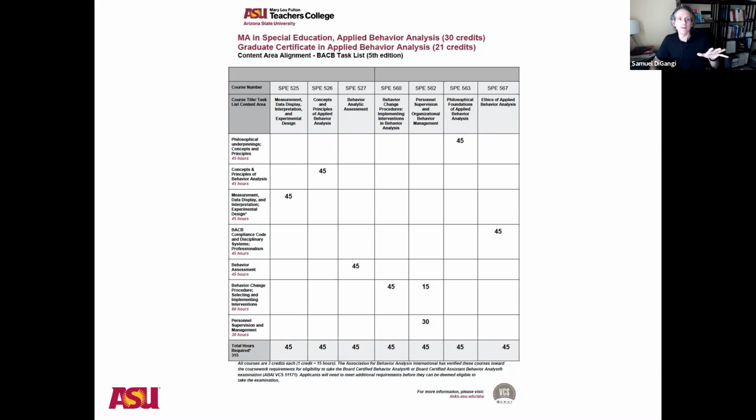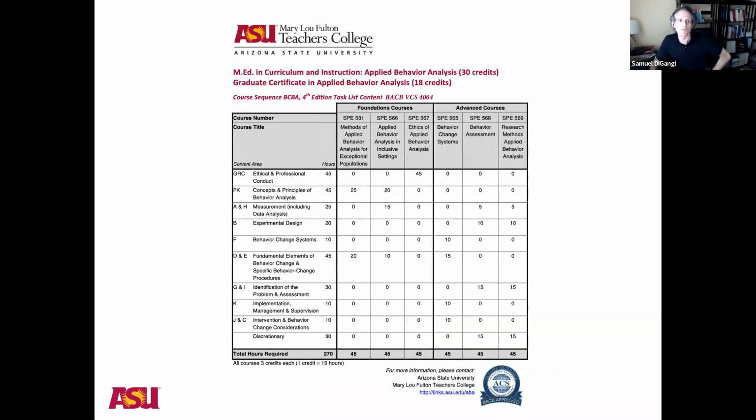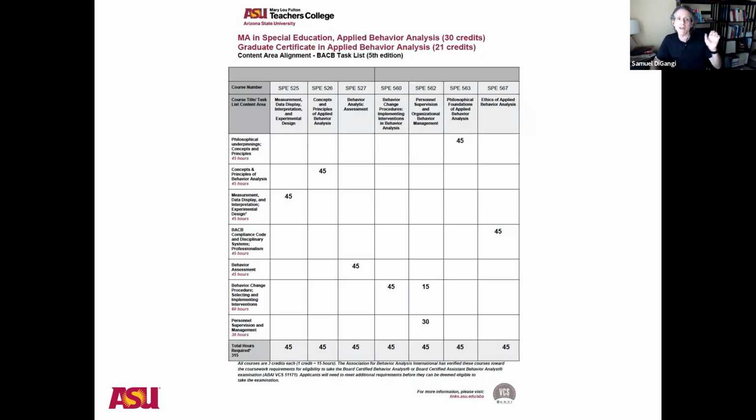You do not need to submit course syllabi because your courses are verified by ABAI. And so the content area allocation that's displayed on this table for the 5th edition sequence, and this table for the 4th edition sequence, is already known by ABAI and BACB. And so you only need to indicate that you completed a verified course sequence.